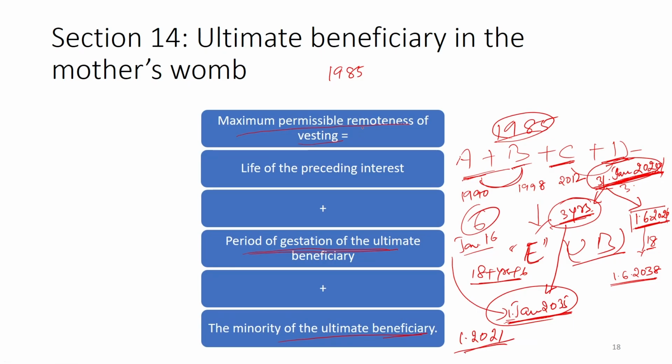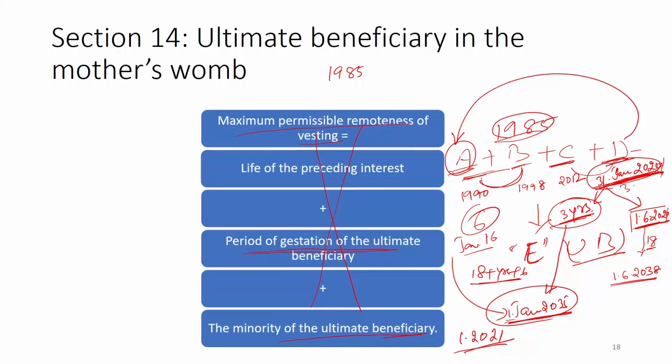Then there will be no such kind of calculation at all. There will be no requirement of such kind of calculation. Simply the property will go to Mr. A, and because A has already died, the heir of A will take this property. Okay. The heir of A will take this property, and in this way it will work. So, I think the ultimate beneficiary rule for counting this maximum permissible remoteness of vesting should be clear with this example.